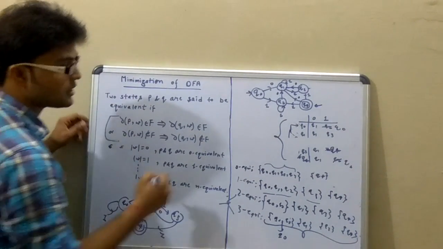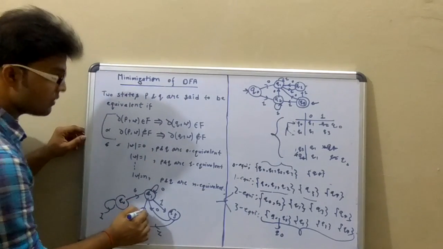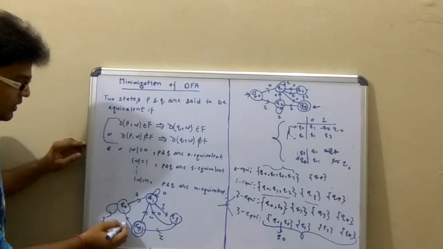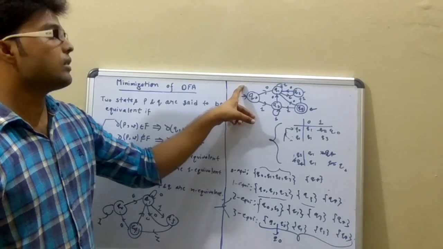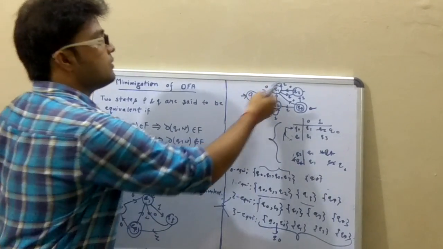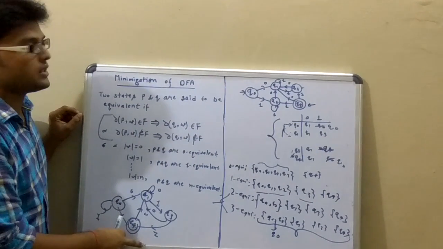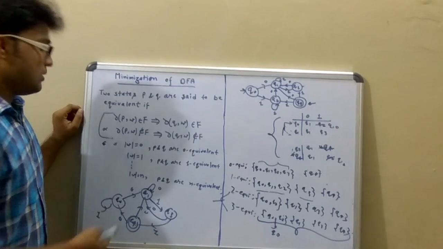This will be the final state as well. Q4 on 0 goes to Q1. Q4 on 1 goes to Q0. So we can see that our initial DFA had 5 states, but our minimal DFA has only 4 states. So if we follow this procedure, we can get the minimal DFA.